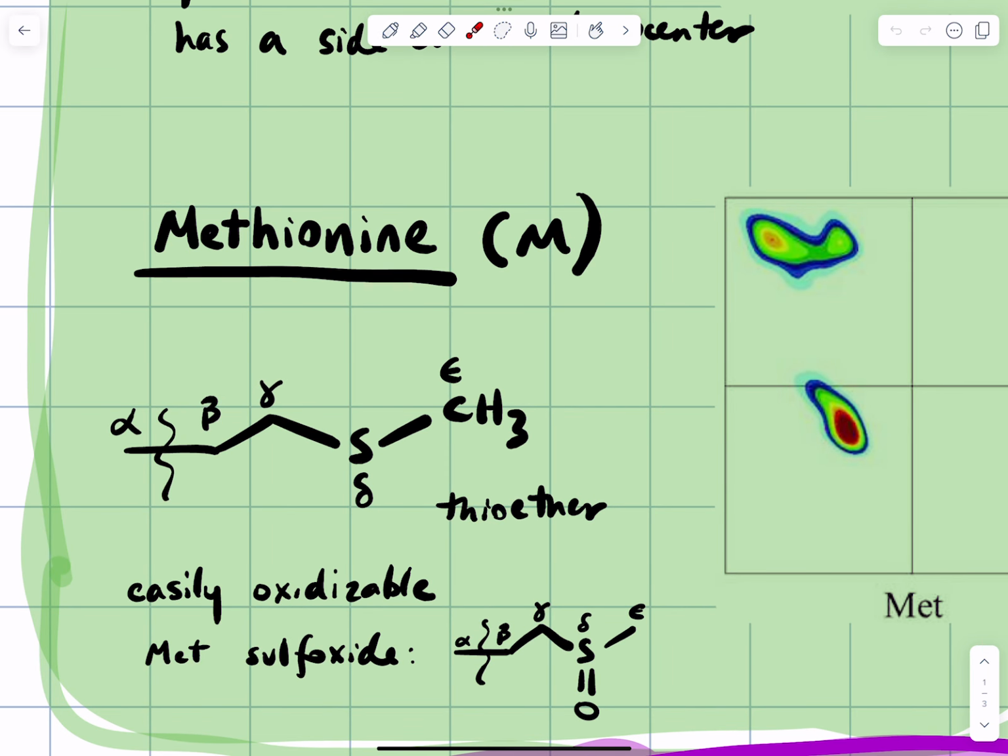Methionine's nonpolar. It's a linear chain that goes out from the alpha carbon 1, 2, 3, 4 atoms: beta, gamma, delta, epsilon. Only instead of the delta atom being a CH2 group, it's a sulfur. Sulfur is not particularly electronegative. So methionine fits in with the other nonpolar amino acids.